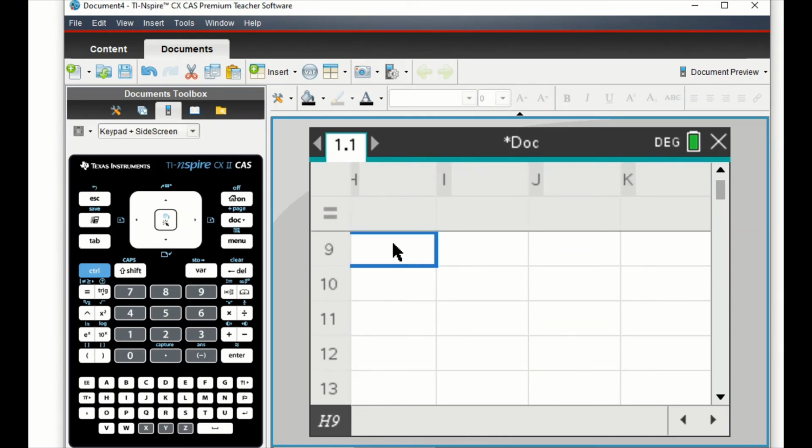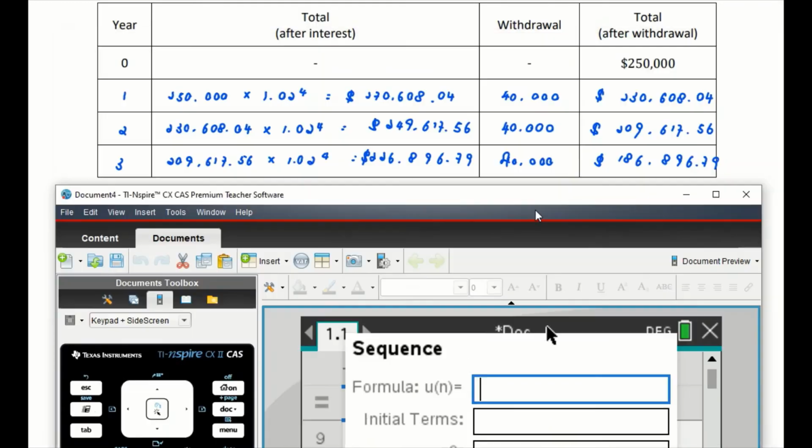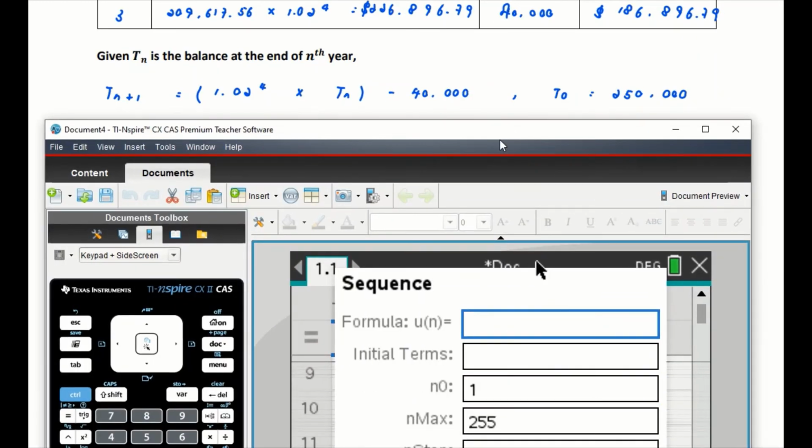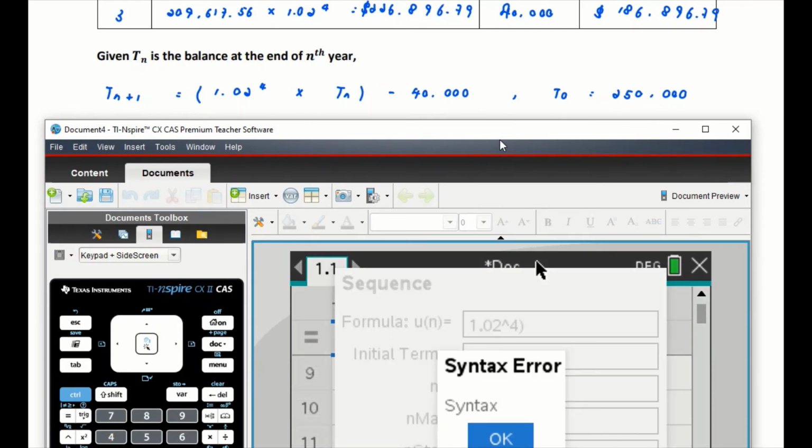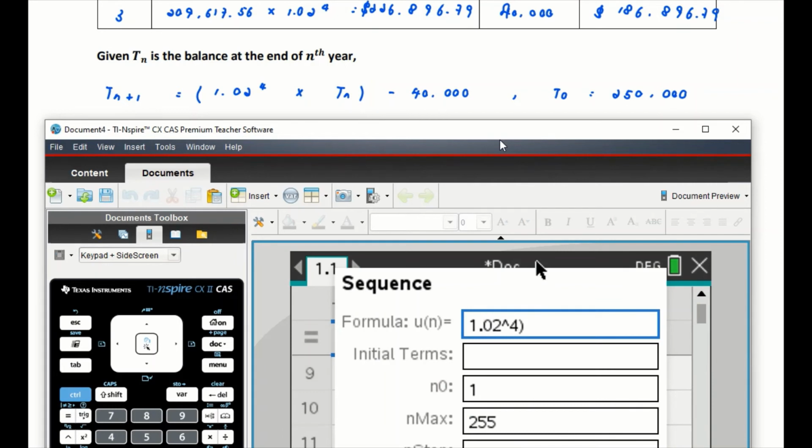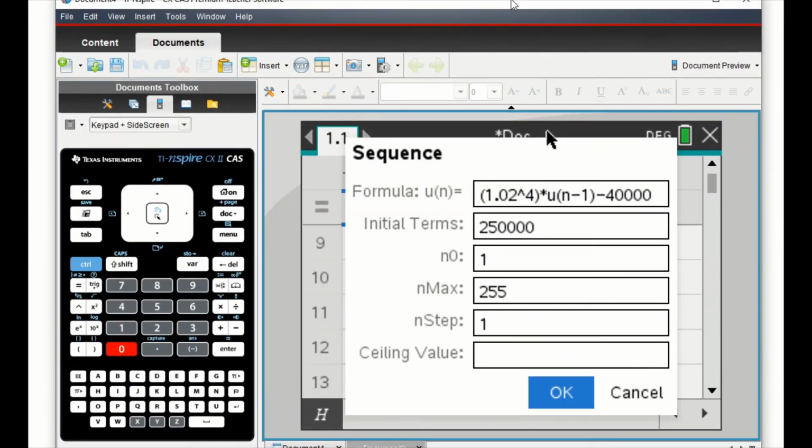Okay, let me go here a bit. Menu, data, generate sequence. Just type in the equation here: 1.02 to the power of 4, you might want to put in brackets, multiply by u(n-1). Because the recurrence relation we are using is T(n+1) in terms of Tn, so this is un, so u(n-1). Then multiply, then minus 40,000. Okay, you can start with T0, that's okay, because we are not dealing with any n as our index.